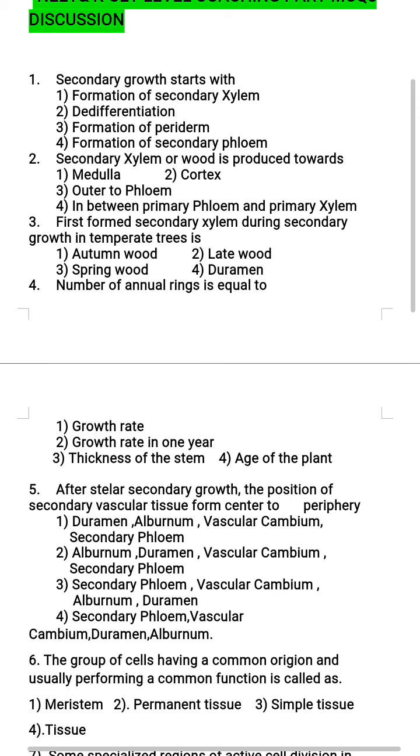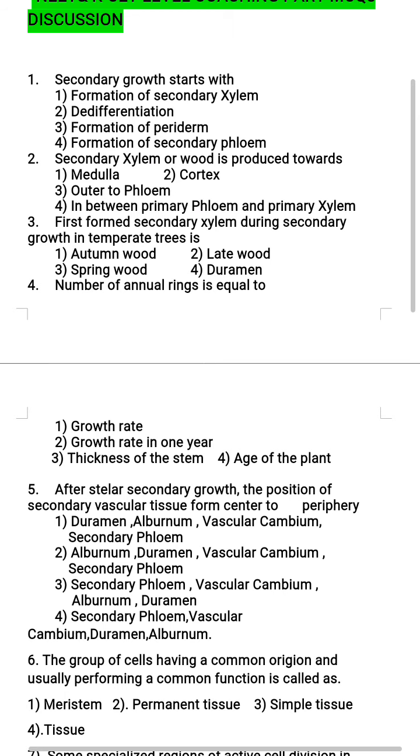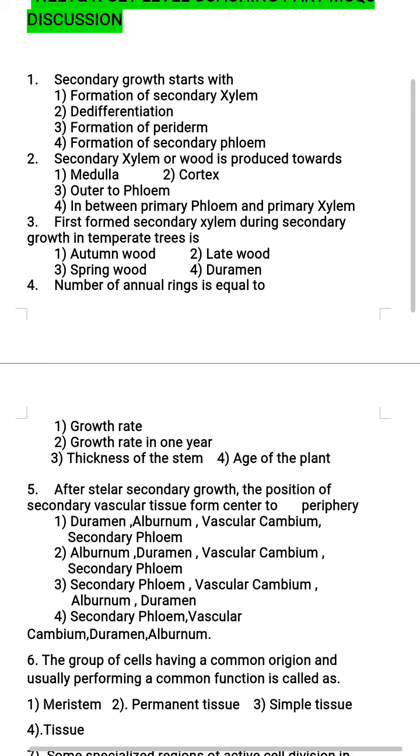The first formed secondary xylem during secondary growth in temperate trees is called. First option, autumn wood. Second option, late wood. Third option, spring wood. And fourth option, duramen. Now let us see the correct option and explanation for this third question. The correct answer is option 3, spring wood. Let's begin the explanation about spring wood.